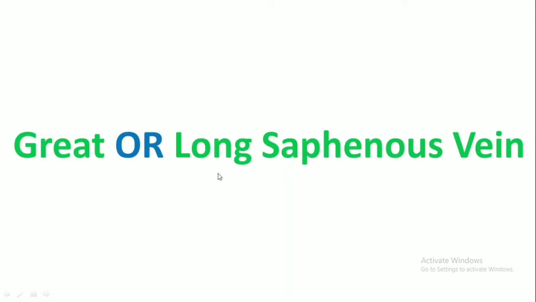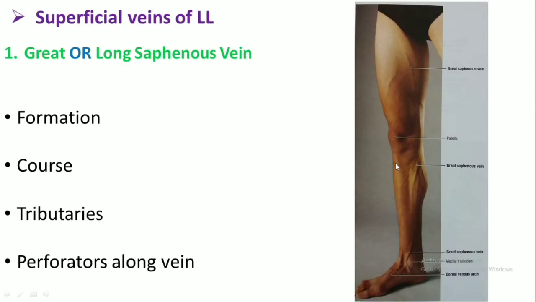Now we come to the great or long saphenous vein. Here you can see this is the great saphenous vein. It starts from the dorsum of the foot, from the dorsal venous arch. You can see clearly this is the great saphenous vein. We will discuss formation, course, tributaries, and the perforators along the vein. This will be discussed when we see the perforating veins.